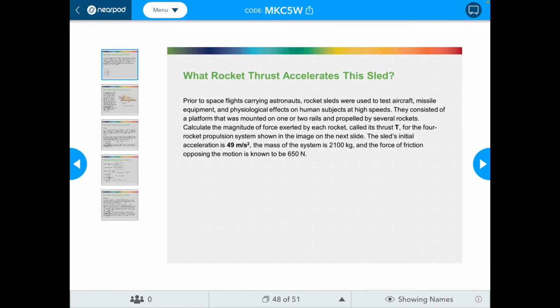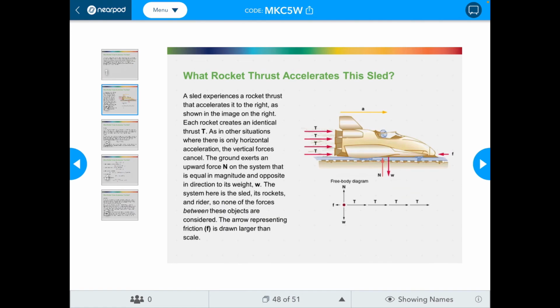Alright, so here we have a different situation. We have a rocket that's gliding, and there's some known things here. The acceleration is 49, the mass is 2,100 kilograms, and the force of friction is 650 newtons. So here is our picture with free body diagram that I'm going to go ahead and screenshot and do the work on here.